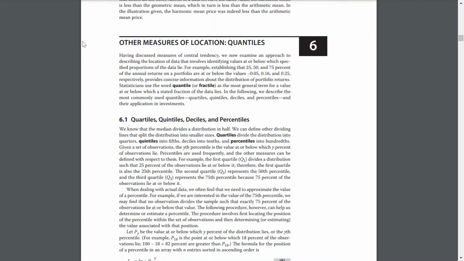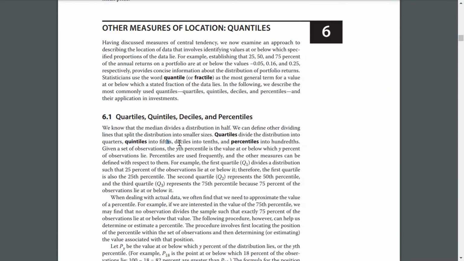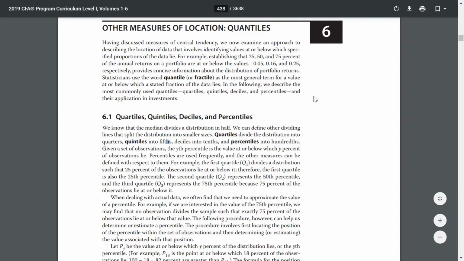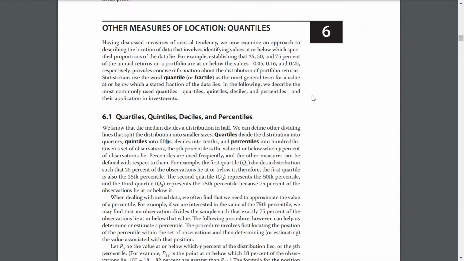Continued reading of the CFA Level 1 program curriculum, reading 8, part 6, other measures of location. We have quantiles. Having discussed measures of central tendency, we now examine an approach to describe the location of data, where investors identify values at or below which specified proportions of the data lie. For example, establishing that 25, 50, and 75% of the annual returns on a portfolio are at or below the values of 0.05, 0.16, and 0.25 respectively provides concise information about the distribution of portfolio returns.